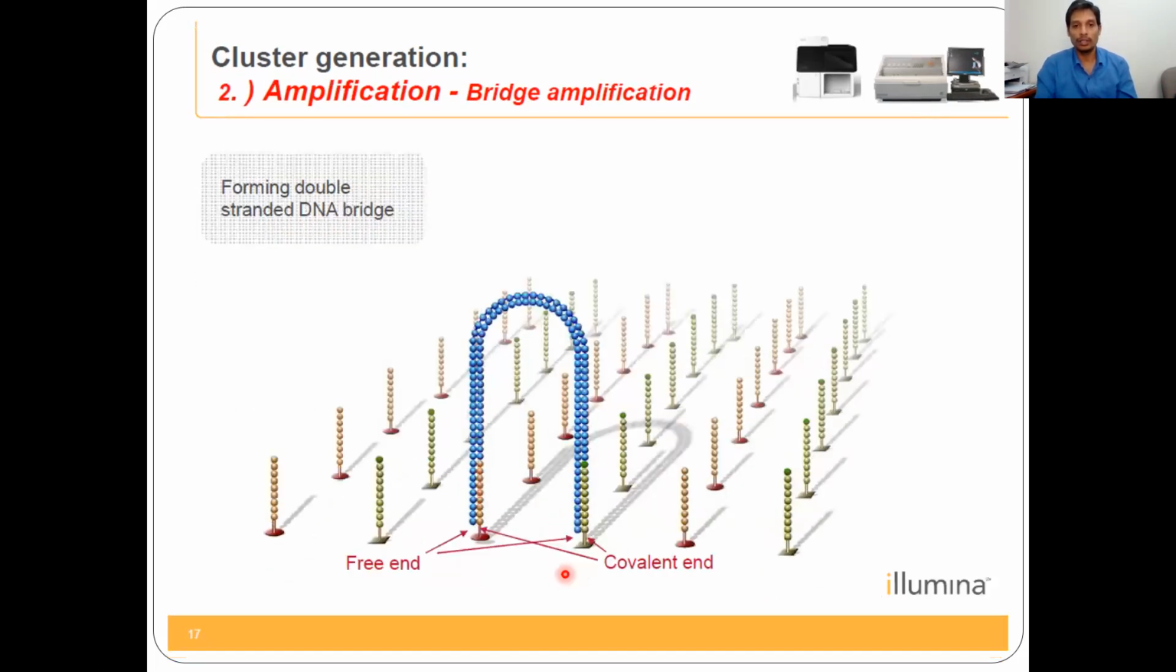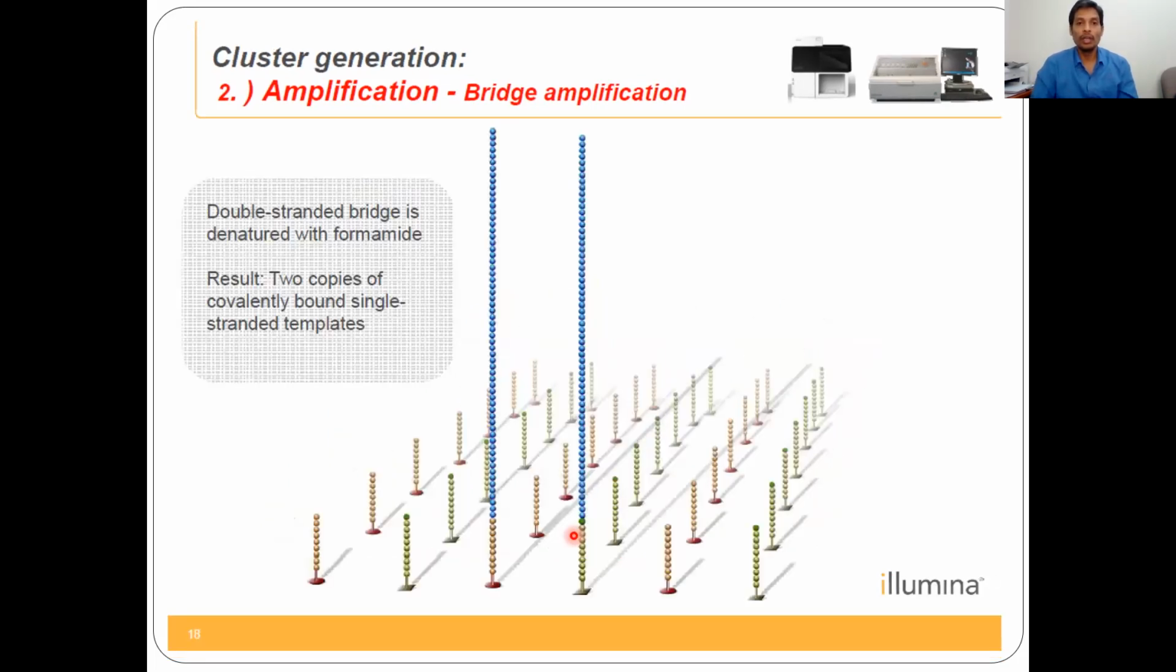So you can see here, until the other end, it is going to be amplified. Then denature again using formamide. So what happens here now? It has two DNA sequences. From the original one, two sequences are formed.